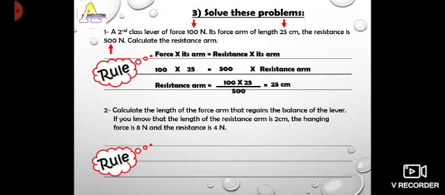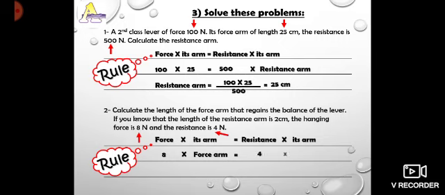Similarly, we are going to solve the second question by writing the rule at first, then finding all the given. The force is 8, times its arm, which is the unknown, equals the resistance, which is 4, times its arm, which is 2. So, by solving the problem, we will find that the force arm equals 4 times 2 over 8, equals 1 centimeter.